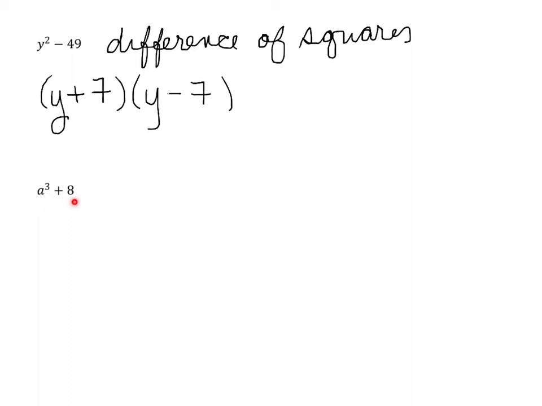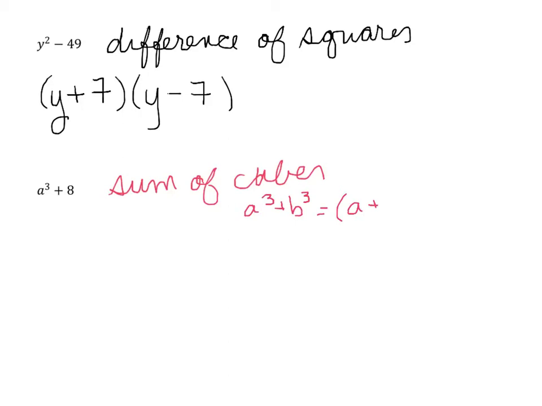Looking at this one, this is a sum of cubes. Now I did tell you you were not obligated to memorize the formula, but you had to know how to use it. So this is the formula. A cubed plus b cubed is equal to a plus b times a squared minus ab plus b squared.